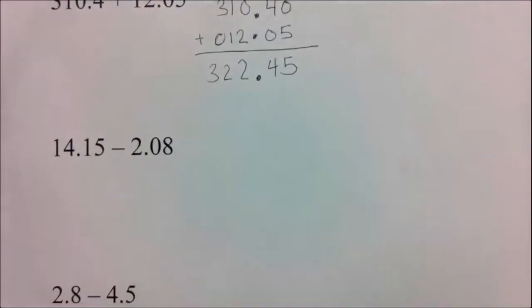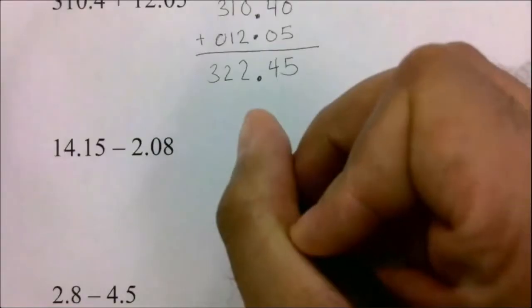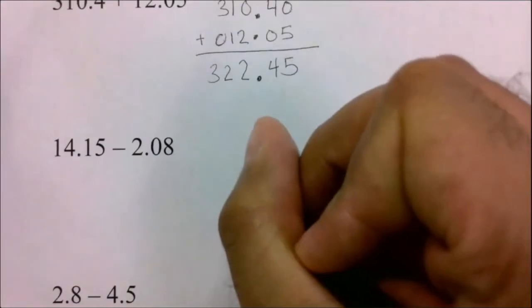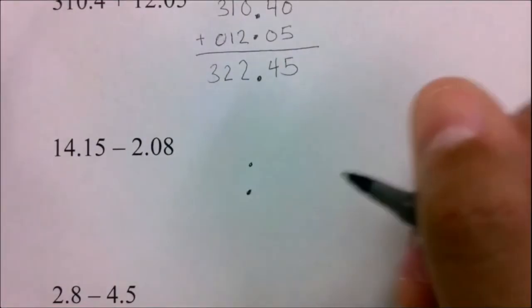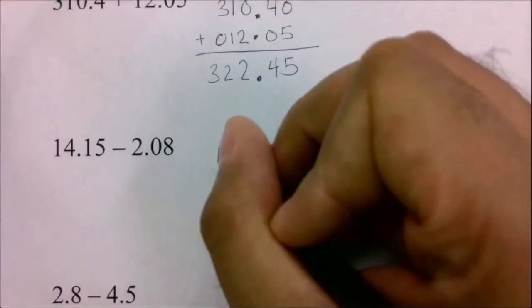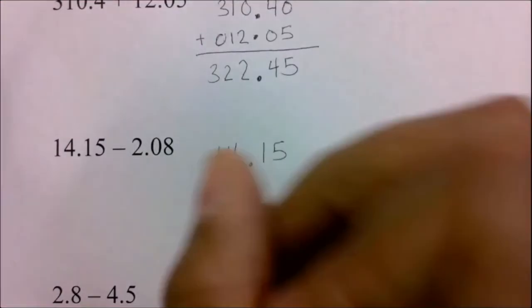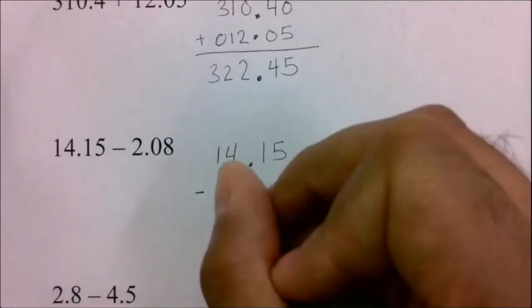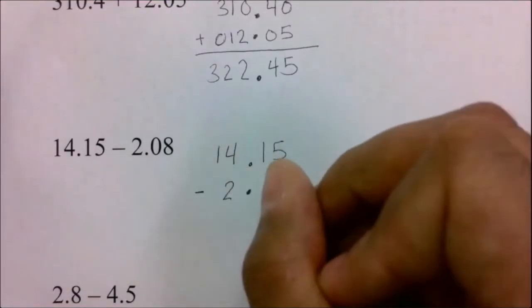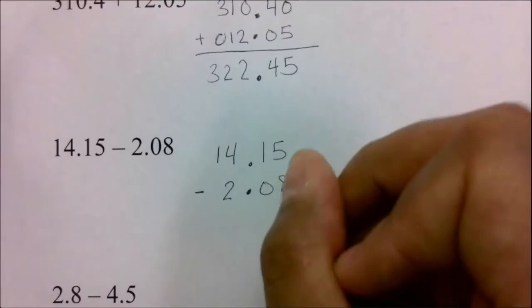All right, now let's look at some subtraction problems. So, same exact way, we want to set them up vertically and set up with our decimal points. So we have 14.15 subtracted by 2.08.